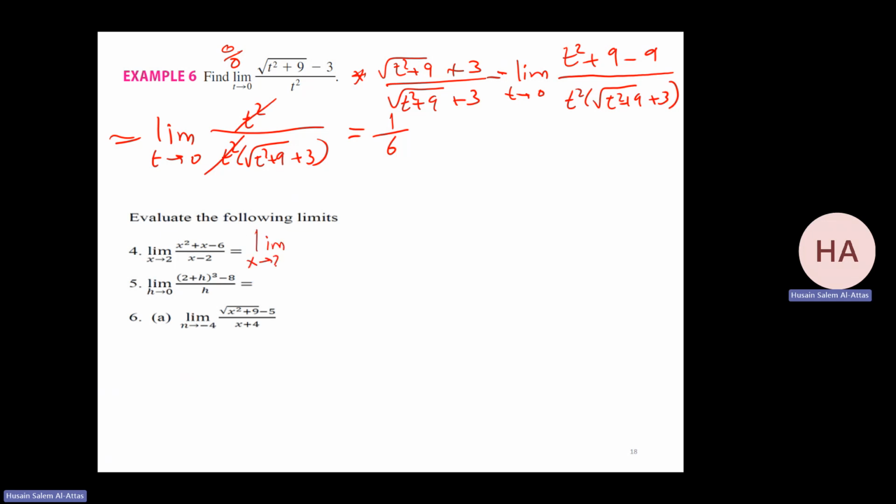Now let me do these problems quickly. Limit x goes to 2. Just as a practice, this is x plus 3 times x minus 2 over x minus 2. This is cancelled. Substitute, we get 5.